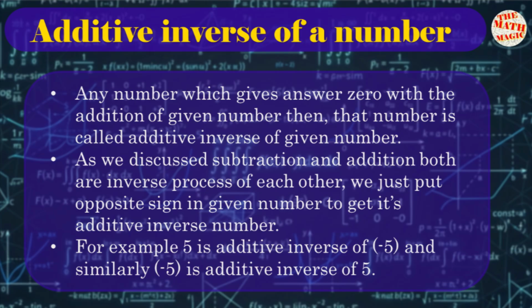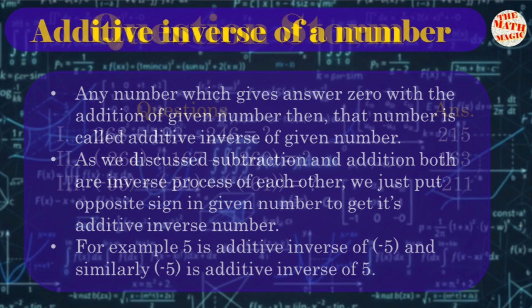Any number which gives the answer 0 with the addition of a given number is called the additive inverse of the given number. As we discussed, subtraction and addition are both inverse processes of each other. We just put the opposite sign on the given number to get its additive inverse. For example, 5 is the additive inverse of -5, and similarly -5 is the additive inverse of 5.